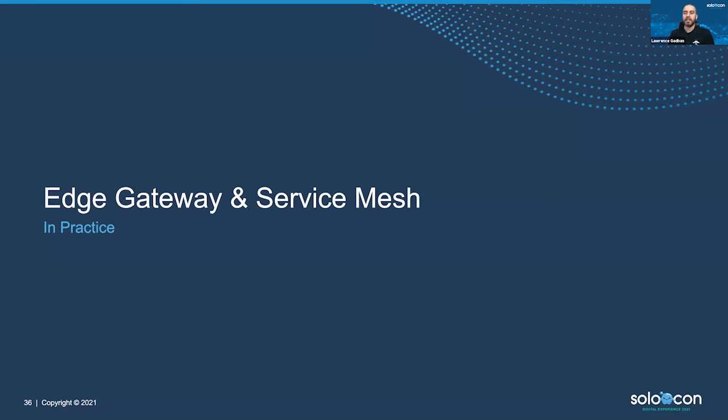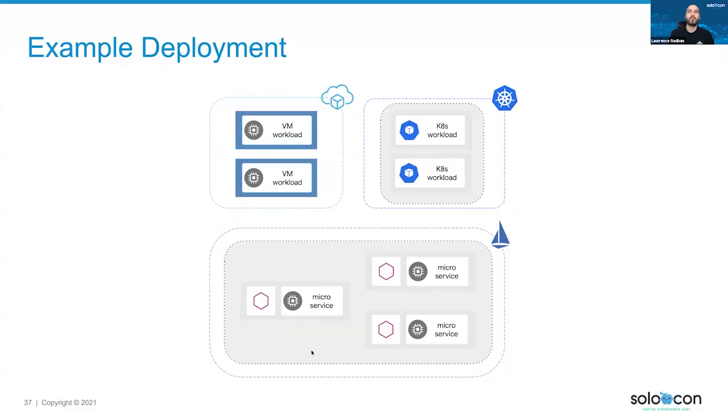So let's take a look now at what it looks like in practice to use an edge or API gateway with a service mesh. In reality, more than likely you're going down this journey of microservices, this journey of Kubernetes. You're going to have some sort of legacy environment, and maybe some sort of hybrid setup. An example deployment may look something like this, where you have some workloads running on VMs. Here in this diagram we have them running in the cloud, but that could just as easily be an on-premises deployment, et cetera.